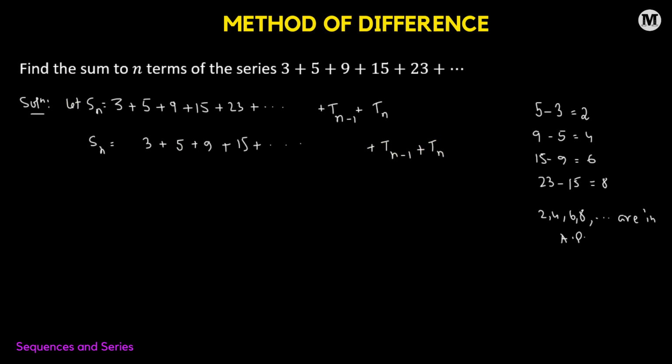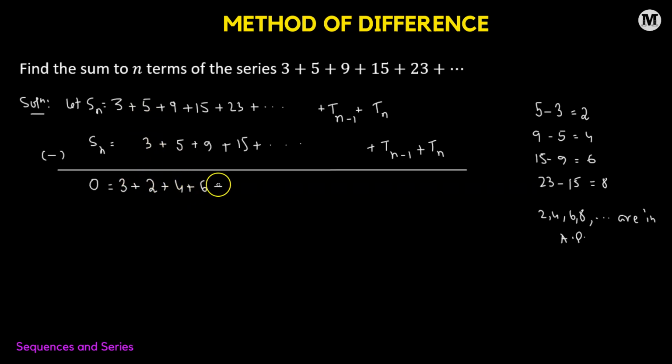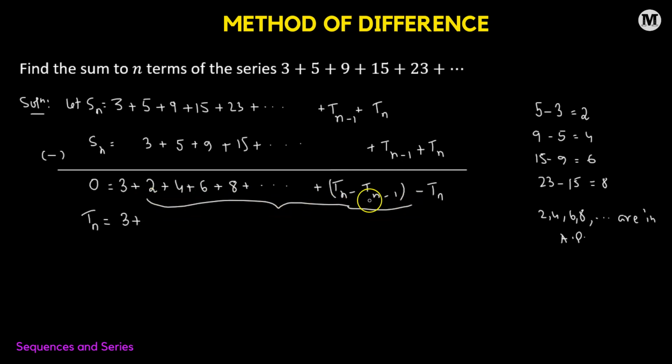Okay, we're going to perform a subtraction here. On the left hand side, Sn minus Sn is simply going to be equal to 0. We keep the first term as 3 only, but we are now going to subtract 3 from 5, that gives us 2. 9 minus 5, that's 4, 15 minus 9, that's 6, 23 minus 15, that's 8, and then we have Tn minus 1, and then we have negative Tn. So transposing this negative Tn to the left hand side gives us positive Tn. This is going to be equal to 3 added to the sum of terms.